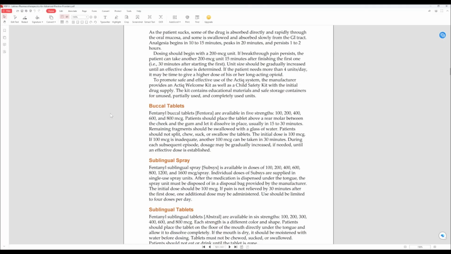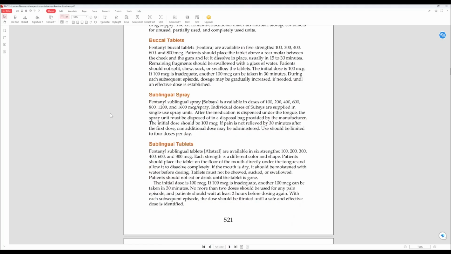If breakthrough pain persists, the patient may take another 200 microgram unit 15 minutes after finishing the first one. Unit size should be gradually increased until an effective dose is determined. If the patient, however, needs more than 4 units per day, it may be time to give a higher dose of his or her long-acting opioid. To promote safe and effective use of the medication, the manufacturer provides an ACTIQ welcome kit as well as a child safety kit with the initial drug supply. The kit contains educational material and safe storage containers for the unused, partially used, and completely used units.